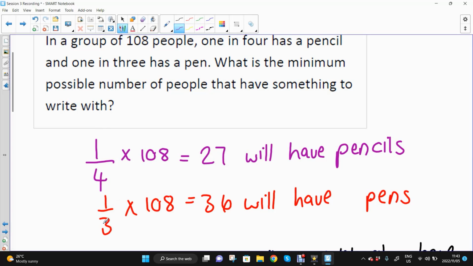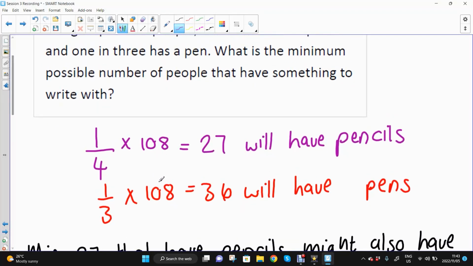And then a third, 1 out of 3 people of the 108 people in the group will have pens. So what is the minimum amount of people that will have something to write with? You need to understand that some of the people that are writing with pencils might also have pens. So it's not that, out of the 108 people, 27 have pencils only, and 36 extra only have pens, but they don't overlap.